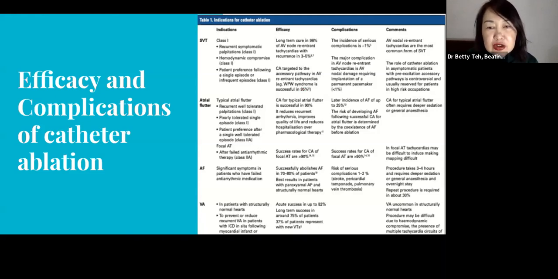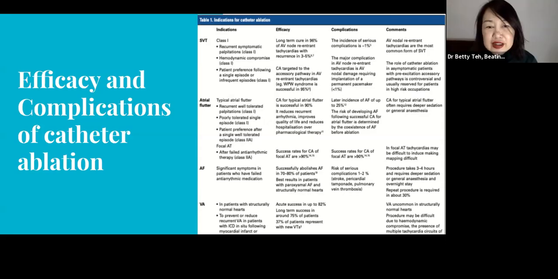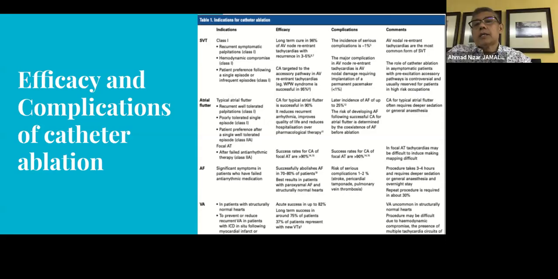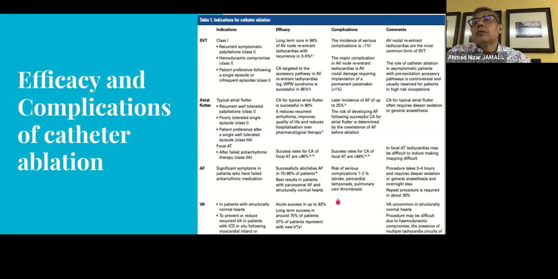Just to tell you the efficacy and complications of catheter ablation, right? For SVT, the success rate is usually more than 95%. For atrial flutter, it's more than 90% curative, actually. For atrial fibrillation, it's up to 70 to 80% success. For ventricular arrhythmia, particularly PVC foci, it's more than 80%. The complications can be an issue though, but it's usually very low. It's less than 1%.